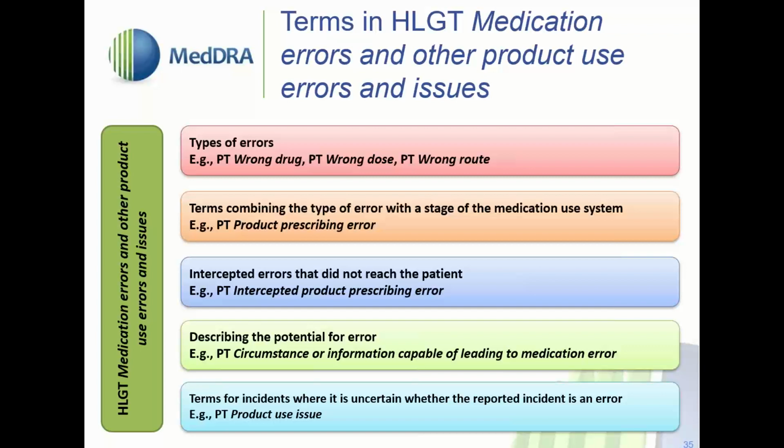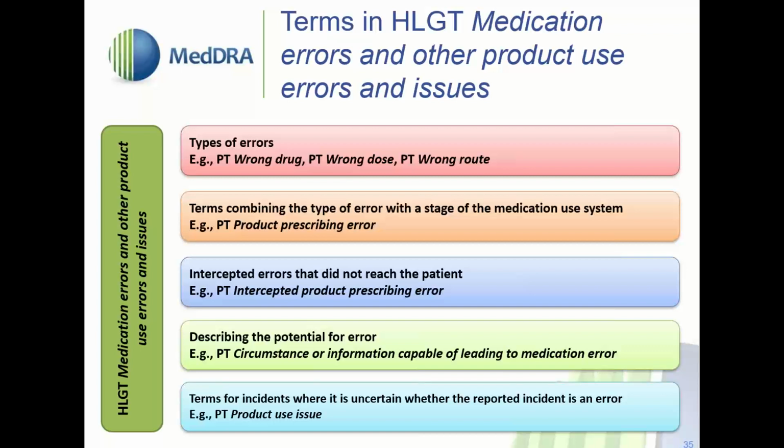I'm just going to pull up all the information on my slide. So what kind of terms can we find under the HLGT medication errors and other product use errors and problems? So we could find PTs for certain types of errors, such as wrong drug, wrong patient, or wrong route. They can be selected together with, for example, the PT prescribing error if no combination term is available. And terms that link an error to a stage in the medication use process, such as the prescribing stage, as you can see in the second bullet. In the third row, in addition, there are terms for intercepted errors prevented by third-party intervention so that they don't reach the patient. So that's important to note, right? It was an intercepted error and it never reached the patient. So we do have terms available for that as well.